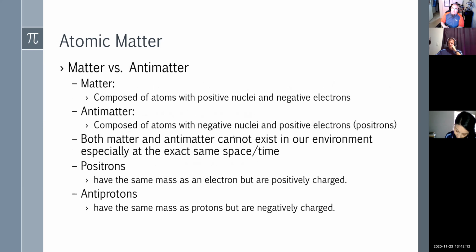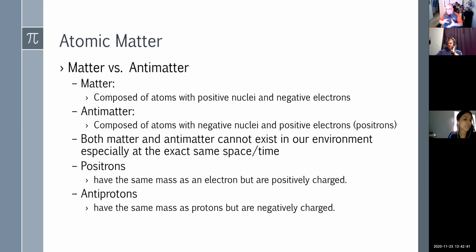So matter versus antimatter. Well, everything matters, right? But matter and antimatter are different sides of a coin. Atoms comprised of positive nucleons and negative electrons are matter. When we talk about antimatter, this is the opposite. Now the nucleus is negative and the electrons are positive, or positrons.